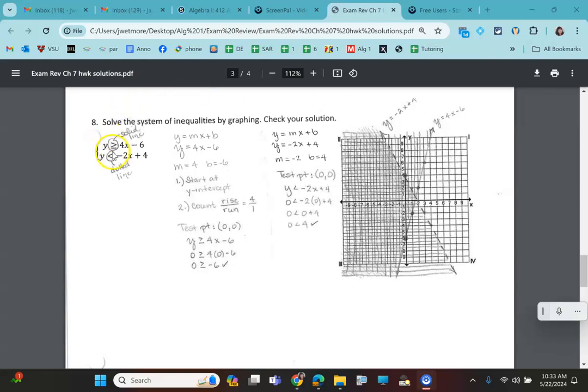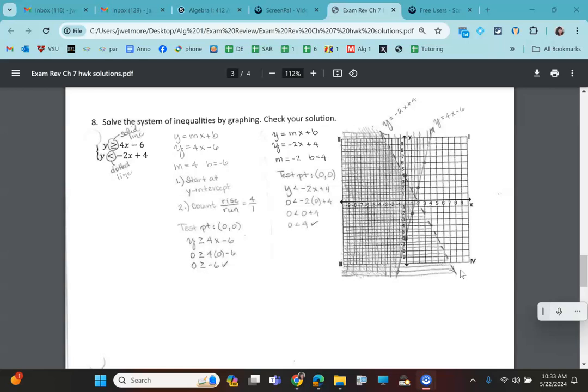Then remember that if it has an equal to with it, I use a solid line. If it doesn't have an equal to with it, I use a dotted line. So for this one that we just graphed, it did have an equal to with it, and so you'll notice we've got a solid line for that one. Additionally, we need to figure out, are we going to shade on the left-hand side over here, or are we going to shade on the right-hand side over here?